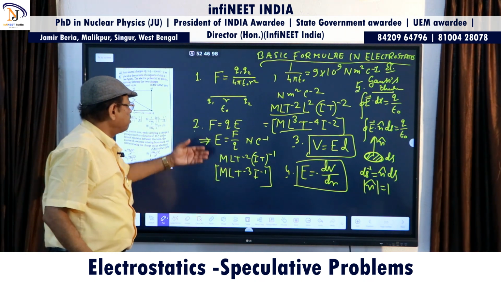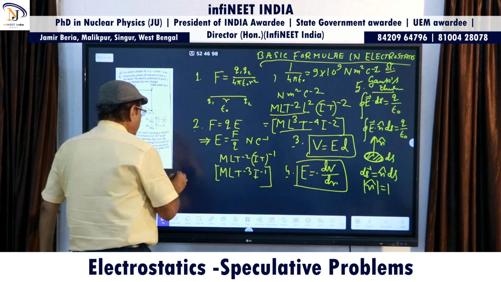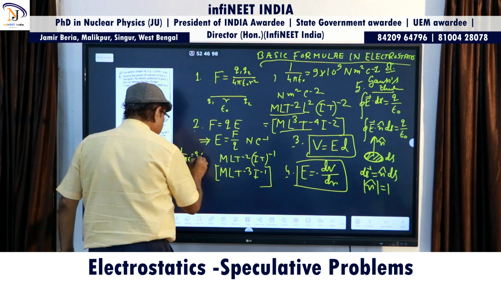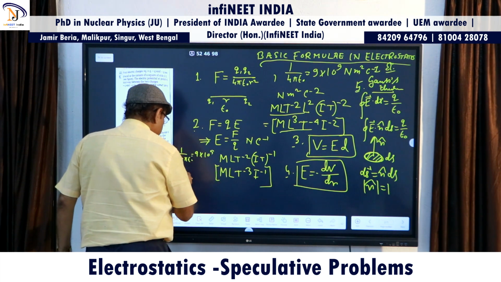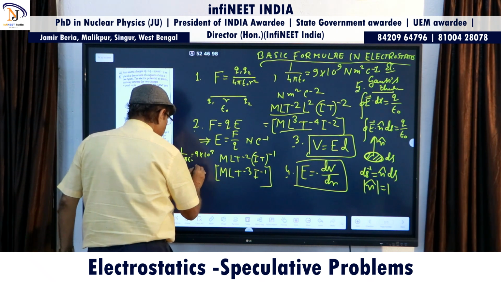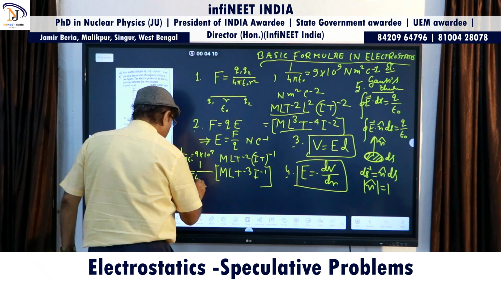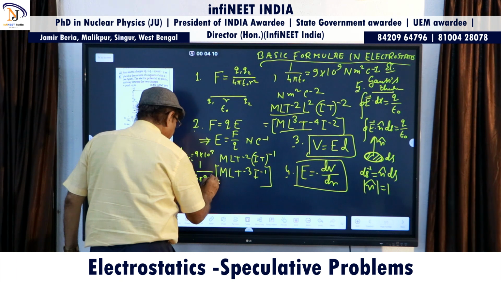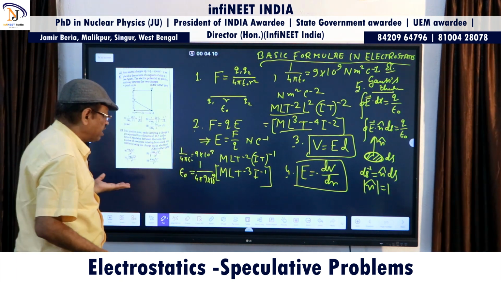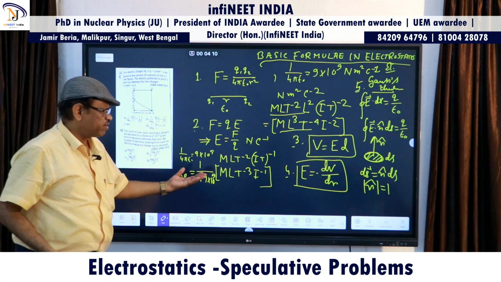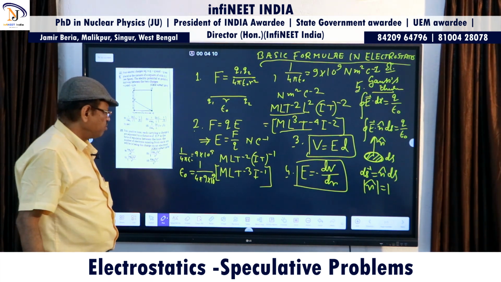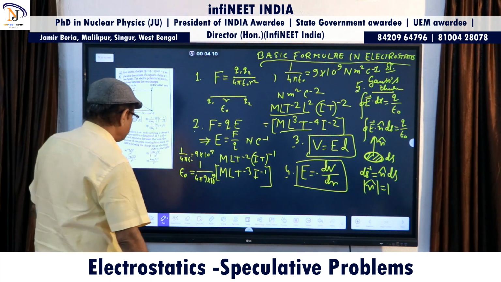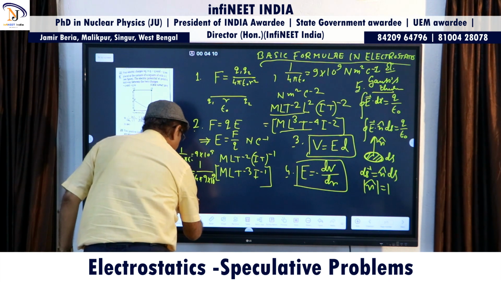Epsilon naught you can calculate easily. 1 by 4 pi epsilon 0 equals 9 into 10 to the power 9. So what is the value? Epsilon 0 equals 1 by 4 pi into 9 into 10 to the power 9. You calculate this, you will find the value. Very easy. It will go 10 to the power minus 9, in the upward direction.